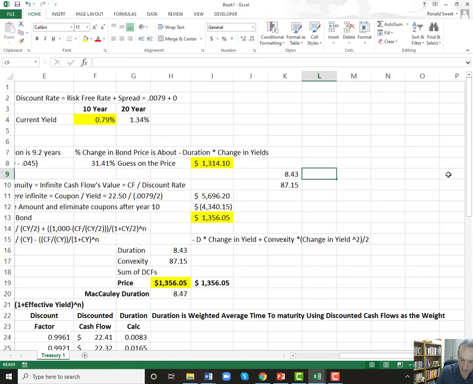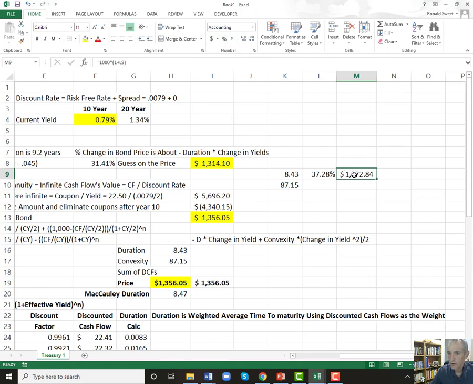And so I'm going to take minus duration times the change in yield. The change in yield is 0.0079 minus 0.045, plus convexity times 0.0079 minus 0.045, the change in yield, squared, and divide by 2. And when I do that, I get a price appreciation of 37.28. So that means take $1,000 times 1 plus that. That means with convexity, we get a price estimate of $1372.84.